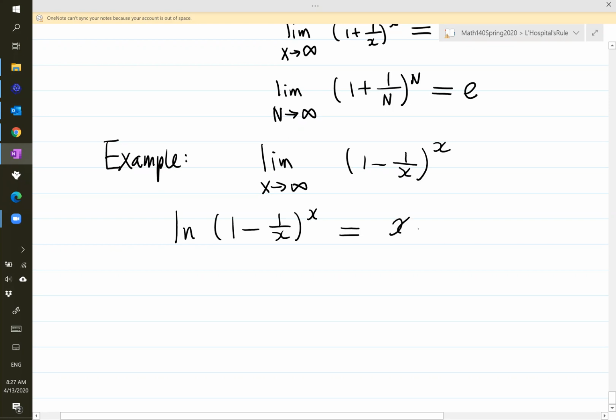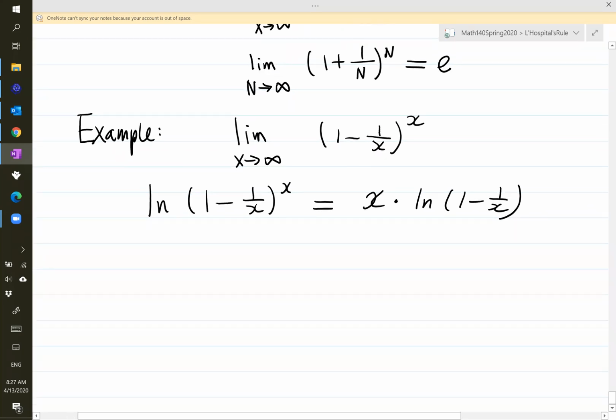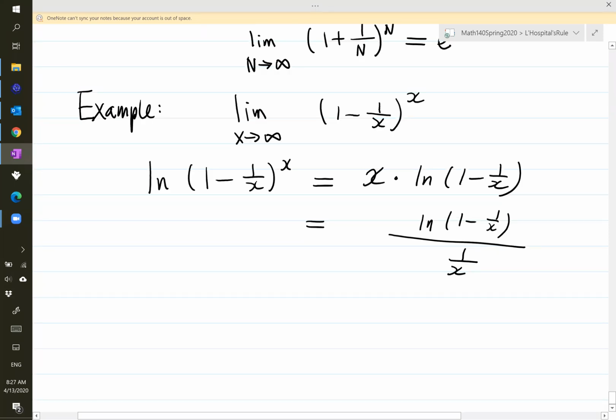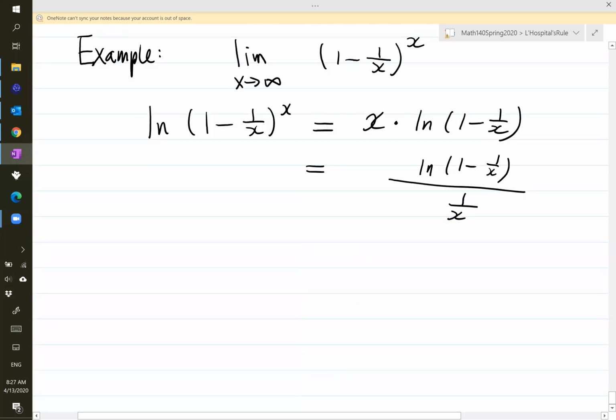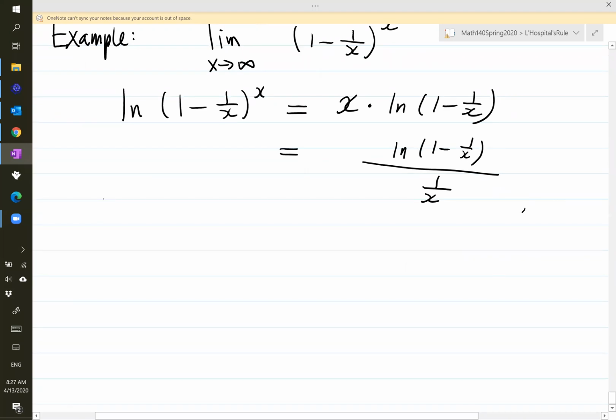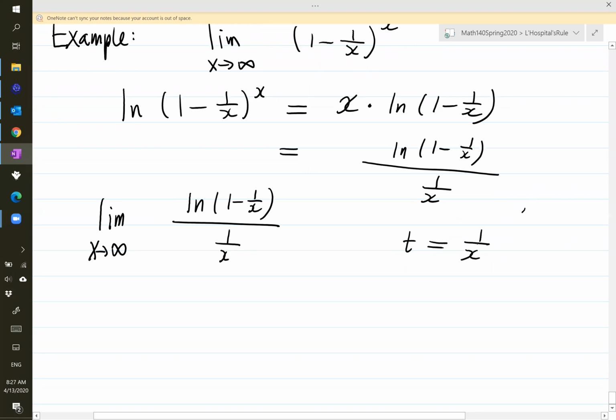So we get an indeterminate product. Then we flip the denominator: this will be ln(1 minus 1 over x) over 1 over x. We divide by 1 over x. So what we do is find the limit as x approaches infinity of ln(1 minus 1 over x) over 1 over x. Now you can use L'Hopital's rule directly, or simplify it a little bit by substitution.